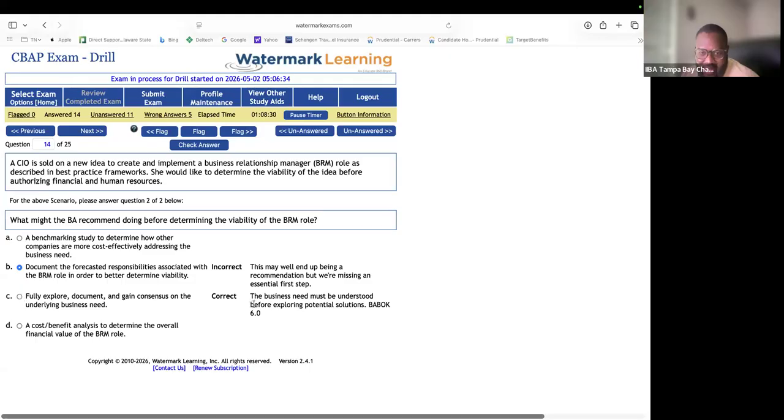The business need must be understood before exploring potential solutions. And this is, like I said earlier, the two keywords that we as BAs really care about: need and value. Before the BA can actually recommend the viability of the role, she needs to understand the need.